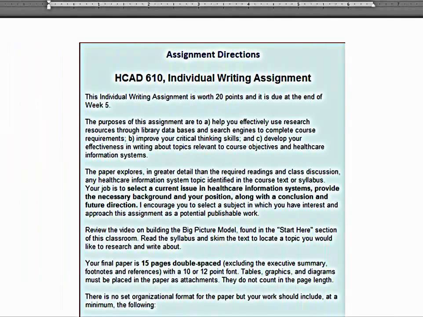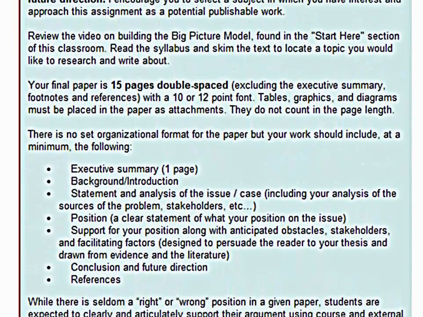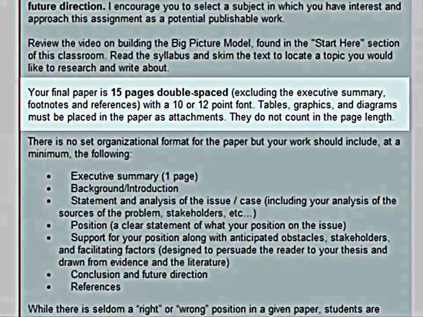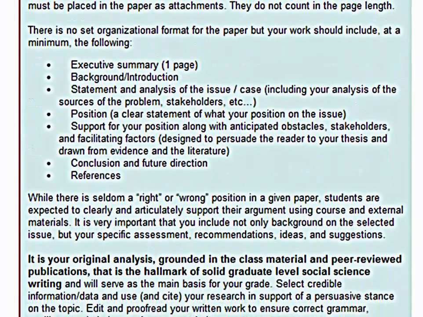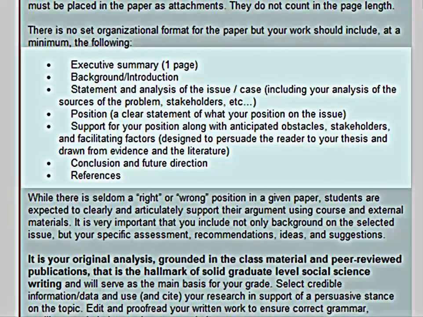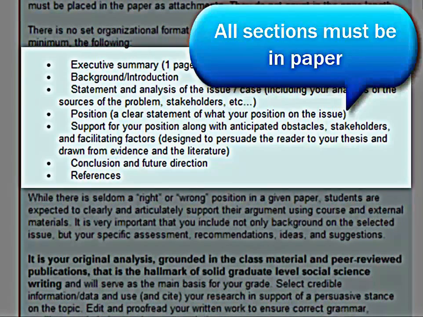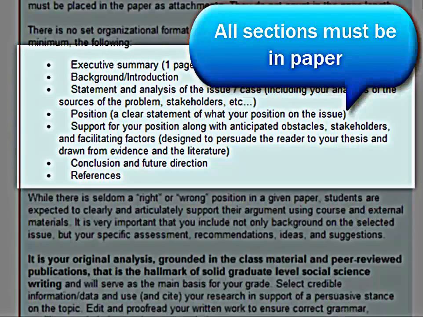Before reviewing the paper, let's take a look first at the assignment directions. Dropping down a little bit, we see some of the technical requirements: 15 pages, double-spaced, and that excludes the executive summary or abstract, any references or footnotes, and anything else that you might have attached to the end of the paper, like tables, graphics, diagrams, etc. Perhaps the most important list is the bullet list here in the middle, because it gives you the exact sections of the paper in the order that your professor wishes to see them.